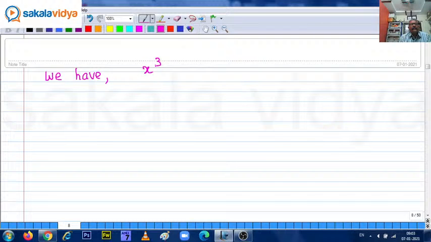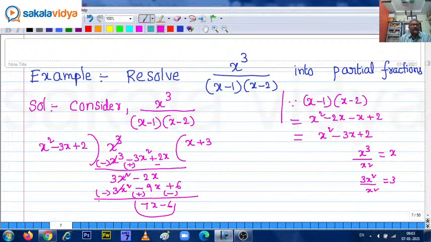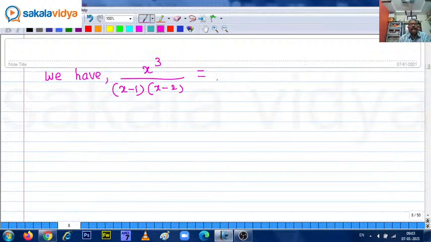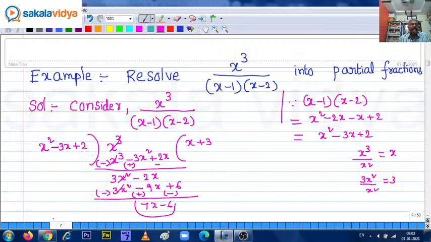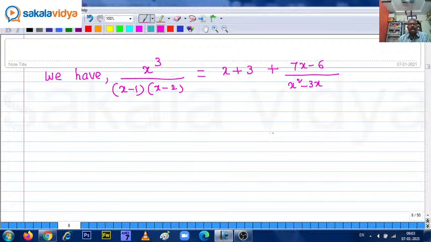x cube upon x minus 1 into x minus 2 equals to, we can write like this, x plus 3 plus remainder. What is the remainder? Remainder is 7x minus 6 upon x square minus 3x plus 2. See equation 1. Now the partial fractions of this proper fraction we need to find out.